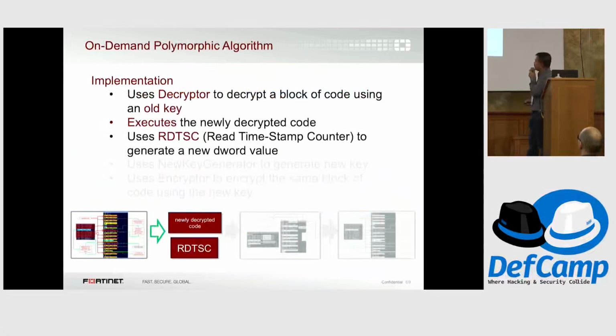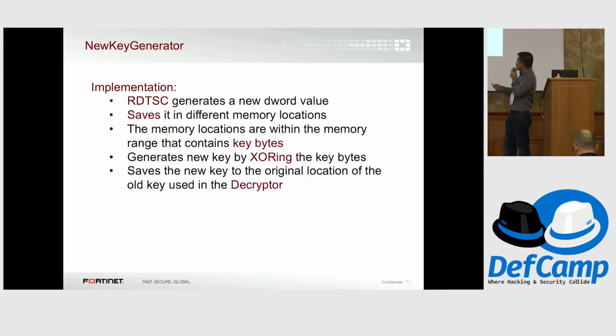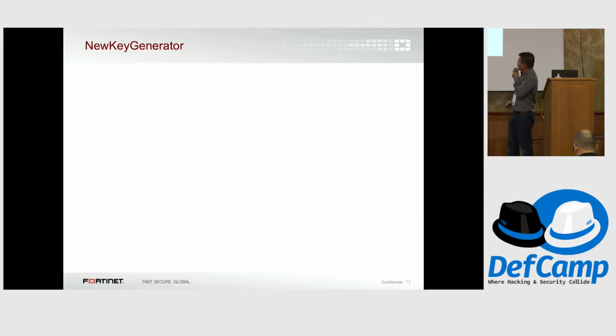After the decryptor, it executes the newly decrypted code. It uses the RDTSC function, the read timestamp counter. That is what gives you the new key. Every time it generates a new key, it uses this function. And then afterwards, again, it uses the new key generator to generate the new key. Same idea: RDTSC, it saves it in a different memory location, and then XOR, and then produces the decryptor.